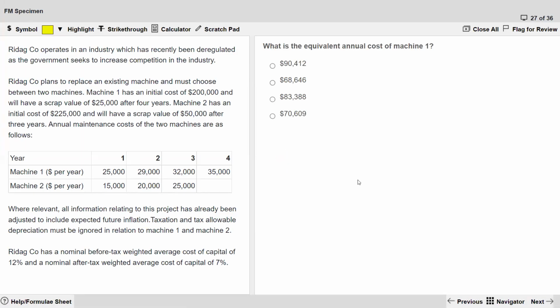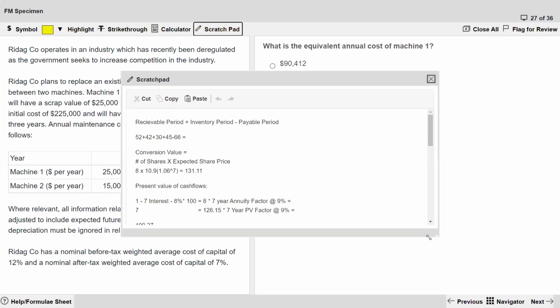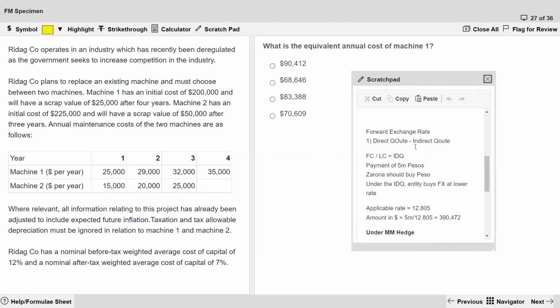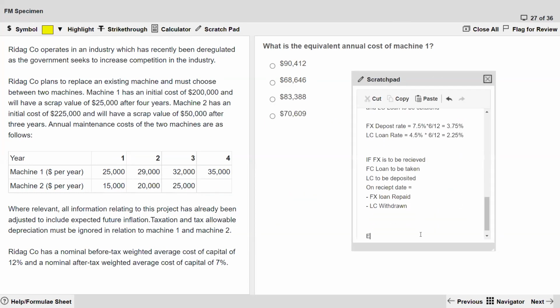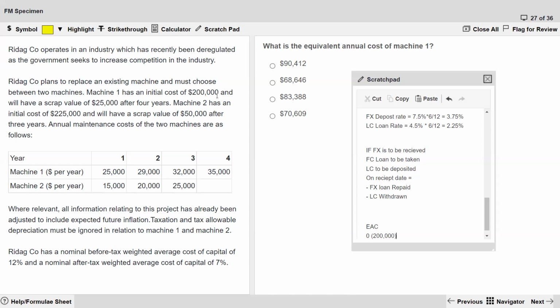Now it says, what is the equivalent annual cost of machine 1? How do you calculate the equivalent annual cost? Let me just tell you that if you want to calculate the equivalent annual cost, machine 1 has an initial cost of 200,000, time period 0, negative 200,000. And have a scrap value of 25,000 after 4 years. Machine 2 has an initial cost of so and so.